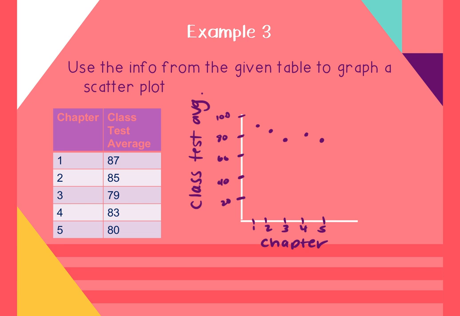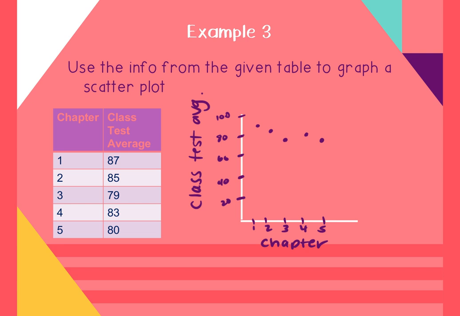So what do we notice about the general trend here? It's decreasing, right? So in words, we would say what? As the chapters increase, the class test average decreases. Perfect. As the chapter increases, the test average decreases.